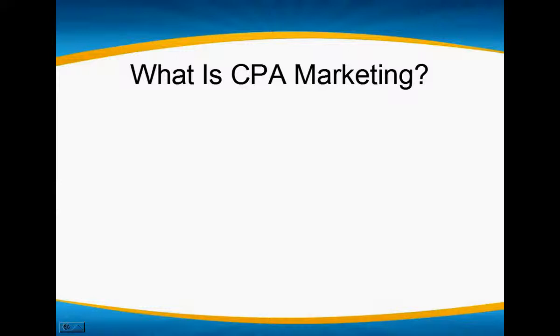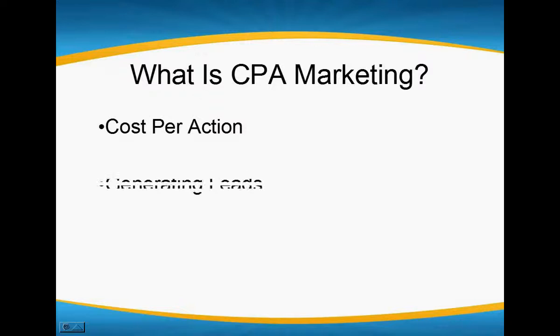So what is CPA marketing? CPA stands for cost per acquisition or action and is a form of affiliate marketing. Now, as the name suggests, you will be acquiring customer information, leads for advertisers. Whether this be in the form of an email address, a zip code, or even full contact details, you will be paid for every individual lead that you send over to an advertiser.